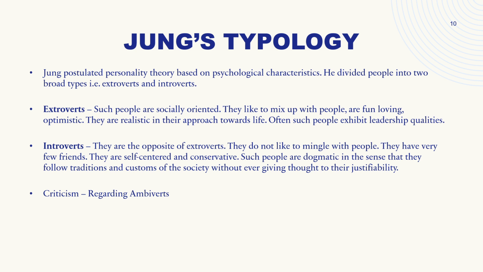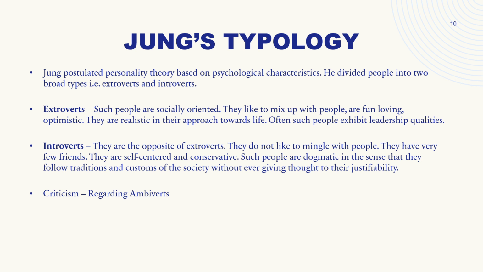On the other hand, introverts, they are opposite of extroverts. They don't like to mingle with people. They are more towards themselves. They have few friends. They are self-centered and conservative. They are dogmatic in the sense that they follow traditions and customs of the society without ever giving thought to their justifiability. But a criticism was present for Carl Jung's typology.